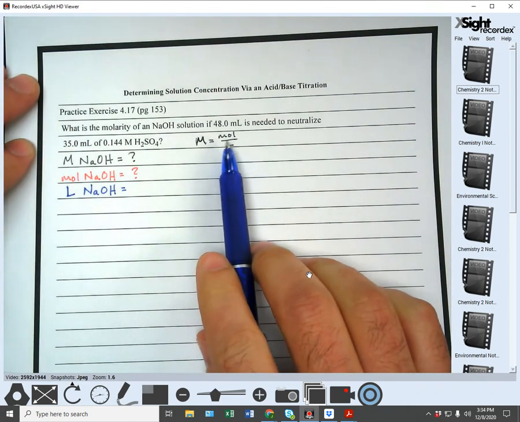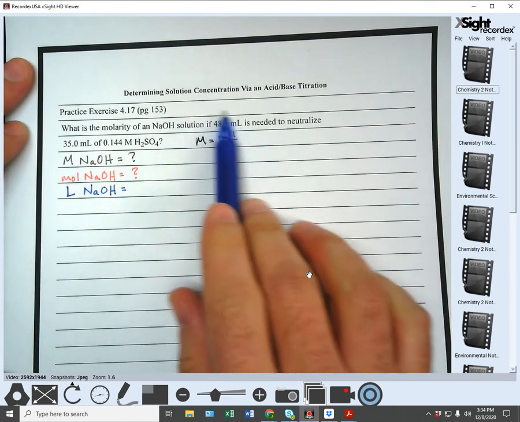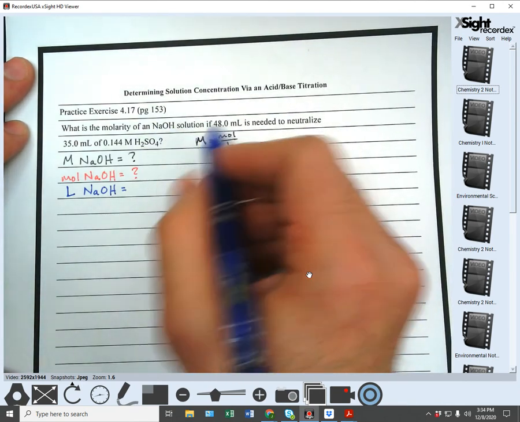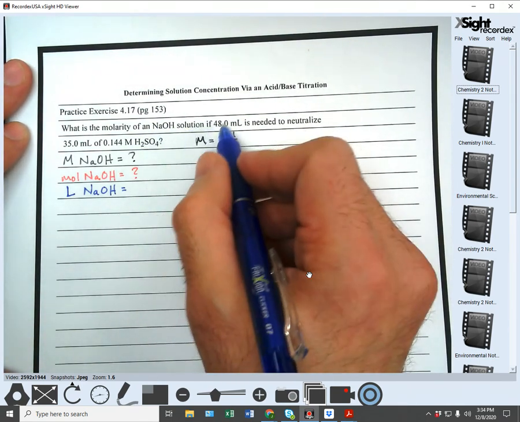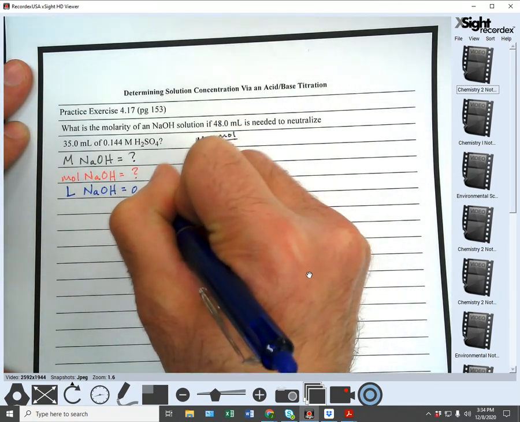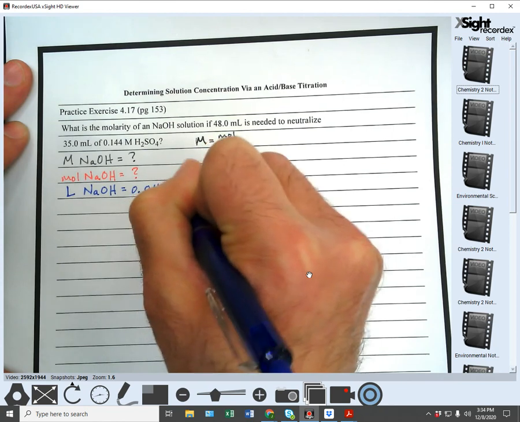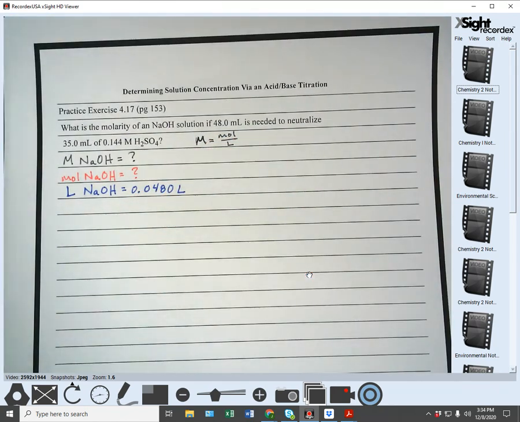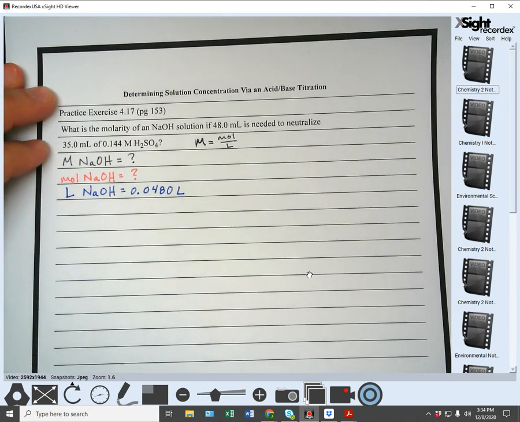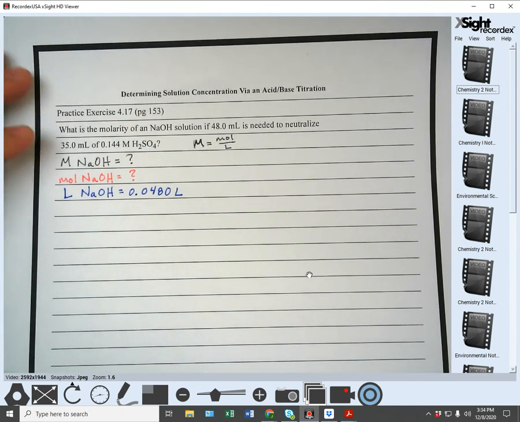Well, we're told here that we have 48 milliliters. So the liters of NaOH, if we turn milliliters to liters, move the decimal 3 to the left, we get 0.0480 liters. So we have liters of NaOH, correct? We need to find moles of NaOH in order to find the molarity. So how do we do that?